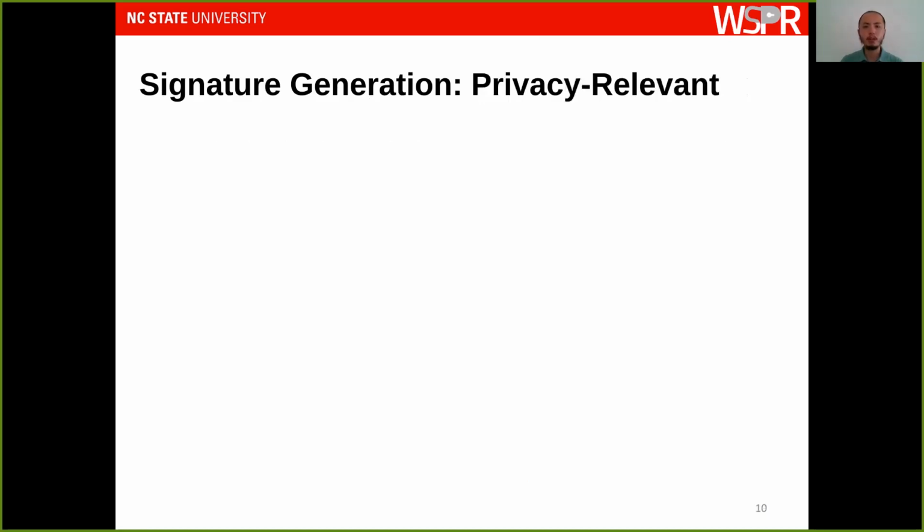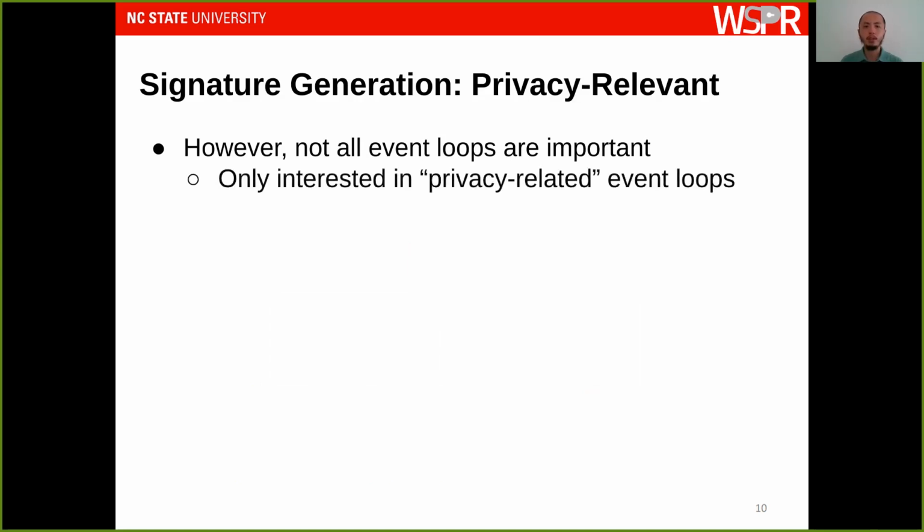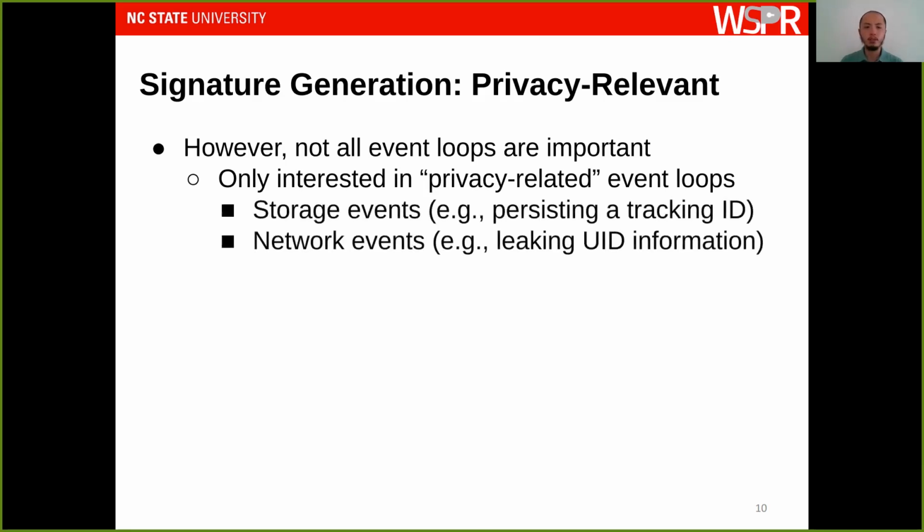Now, we want to make the point that not all of the event loop signatures are equally important for detecting future list evasion. This is because for such purpose, we are only interested in the signatures which contain privacy-related events. And in this work, we define such events to be those that are related to either storage accesses or to making network requests. So these two types of events are important because, for example, in the case of storage events, it might be possible that the script is trying to persist a tracking ID in a user's browser, while for network events, it might be possible that the script is trying to leak privacy-sensitive information about a user to third parties.